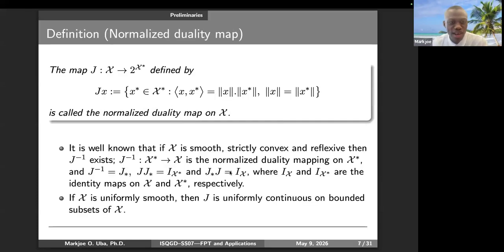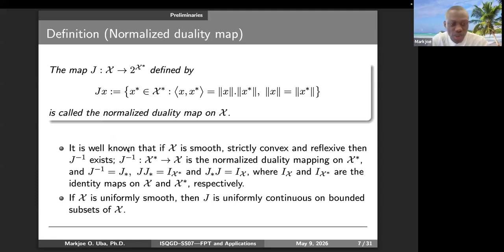So let's look at the normalized duality map, the definition of the normalized duality map. This map is a multi-valued map, and it's called the normalized duality map, and is given by this equation here. It is known that if we are in a smooth, strictly convex and reflexive space, then this duality map will be single valued and also has an inverse.